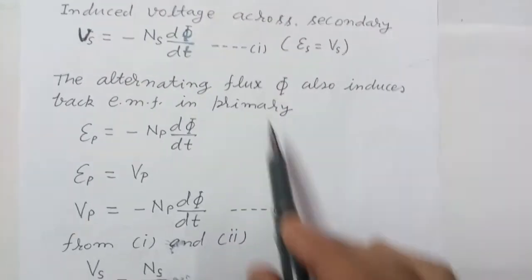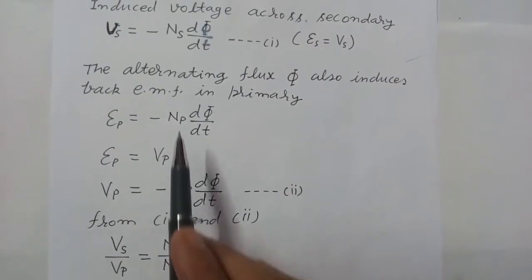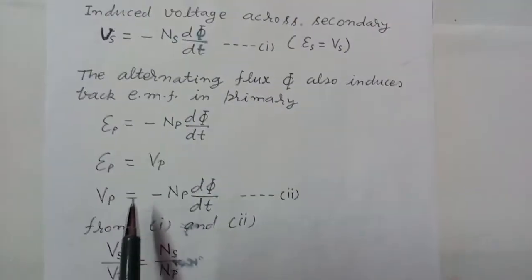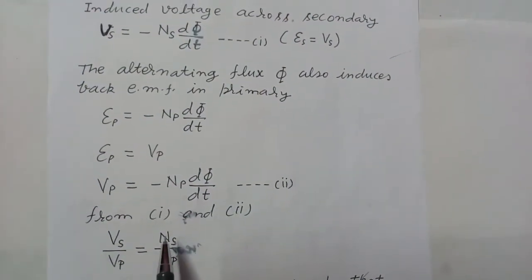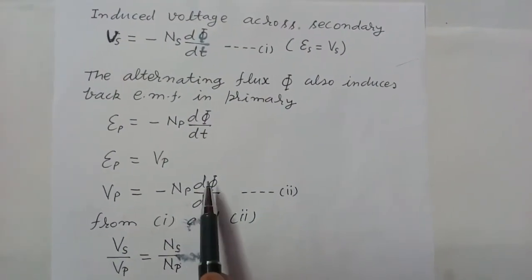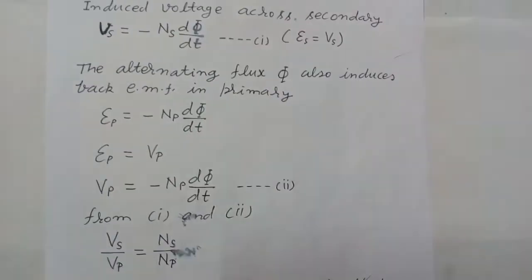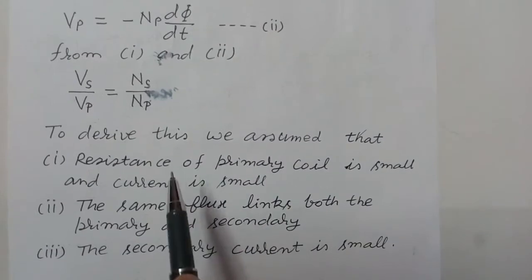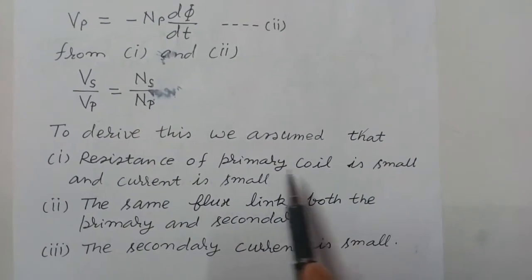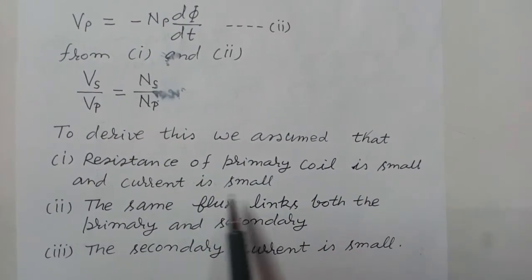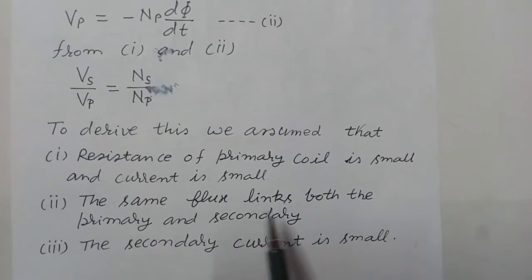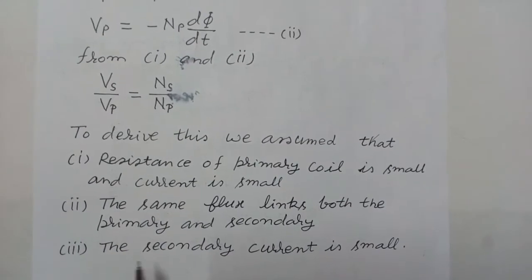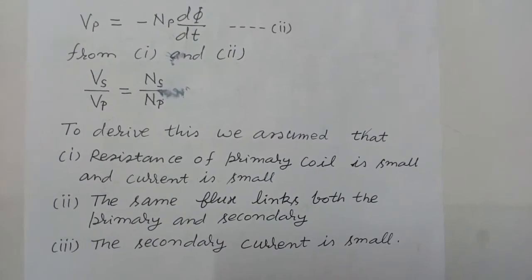Now from first and second, if we divide the first equation by the second, then Vs upon Vp is equal to Ns upon Np, because dφ/dt and dφ/dt cancel. Now, to derive this formula, we assumed the resistance of the primary coil is small and the current is small. The same flux links both the primary and secondary, and the secondary current is small.